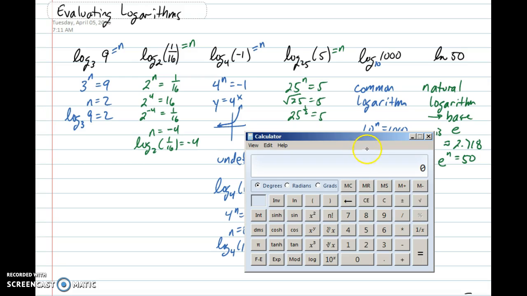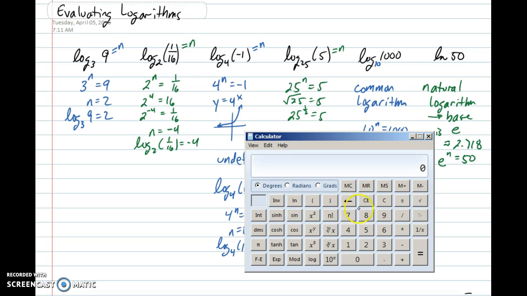When we use a calculator, I want you to notice that there's a log button on the calculator right here. But there's no base on that. That's a base 10. That log button on the calculator is a base 10 logarithm, a common logarithm. This one up here, ln, that's my natural logarithm.